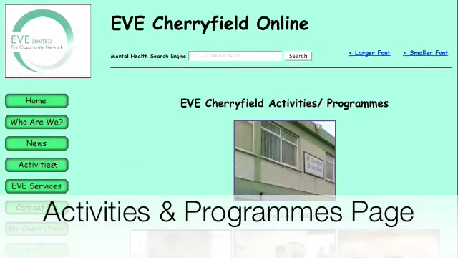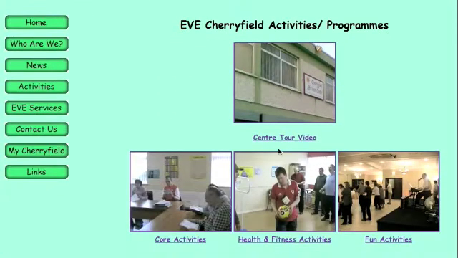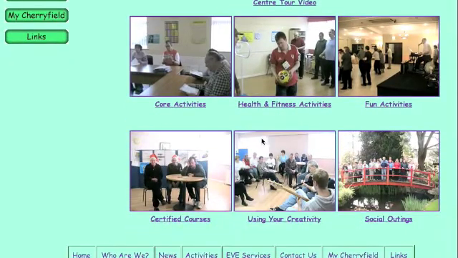The activities page is very interesting. Here we have another link to the centre tour video that we mentioned earlier on. But also, we have the 6 main areas of activities that take place in Cherryfield, from health and fitness, to creativity, to certified courses. Most of these pages are the same once you click into them, so again, click either into the link itself or on the picture.